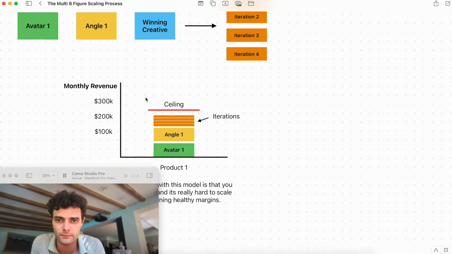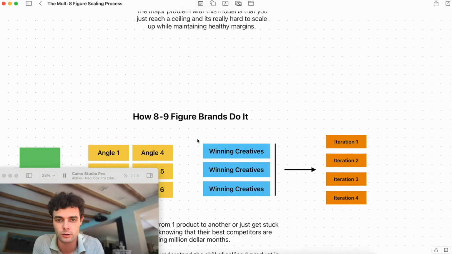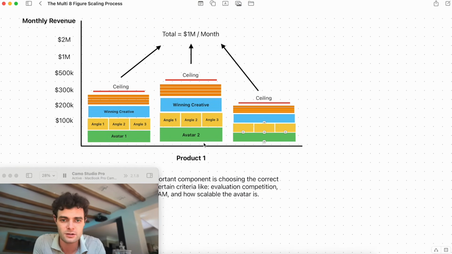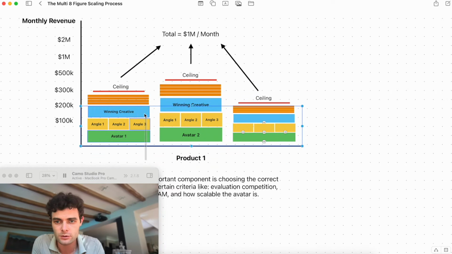They do essentially what the 7-figure brand does, but just at mass scale, vertically and horizontally, right? Vertically by testing more angles, and horizontally by testing more avatars and doing more of that thing, right? So you should kind of see this. This has one funnel, this has another funnel, this also has another funnel.